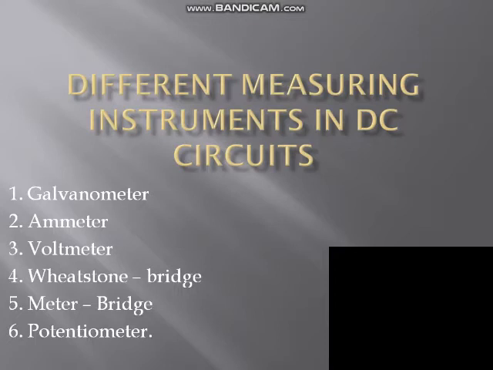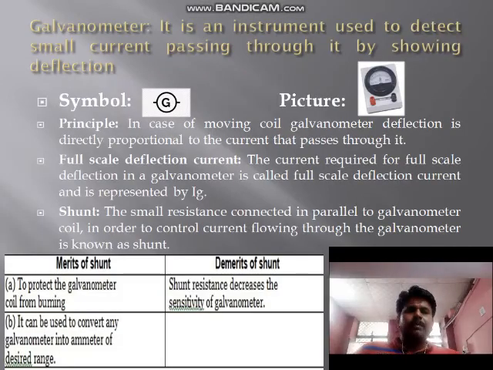Our next topic is galvanometer. It is an instrument used to detect a small current in a circuit. The symbolic representation is shown, and also the picture of the galvanometer. This device is used during the practical also.